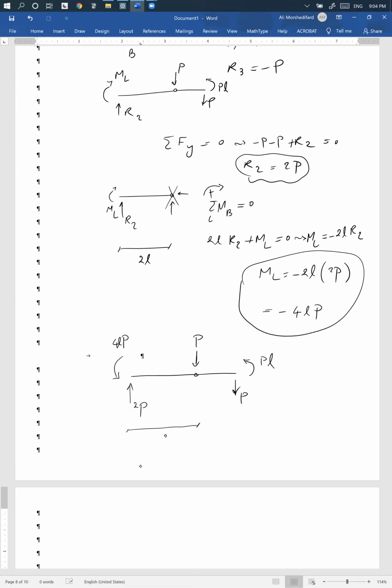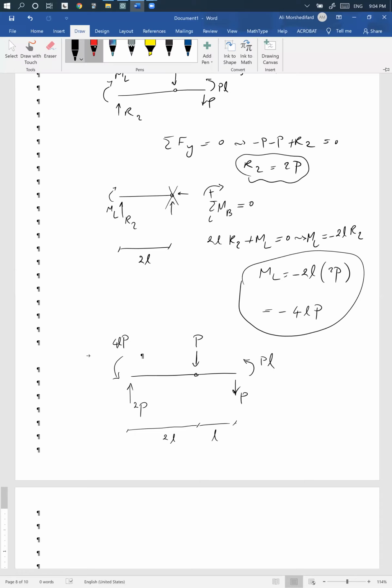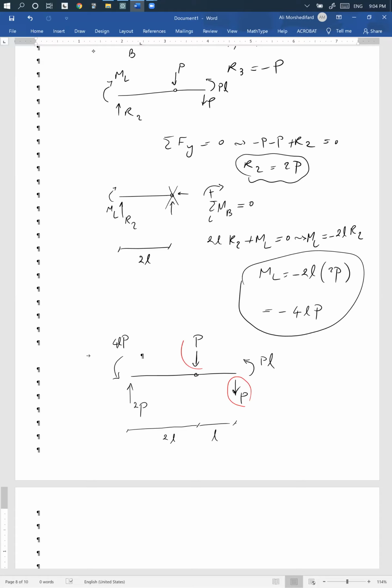And this is 2L, L. So I have one P downward, 1P downward, 2P upward. So it's fine, right? At least sigma Fy is okay, and the moments are also okay. You can do a final check, like take the moment for the whole structure if you want to be absolutely sure. Let me just do a quick check. 2P, yes, it's fine. So our reactions seem to be correct.